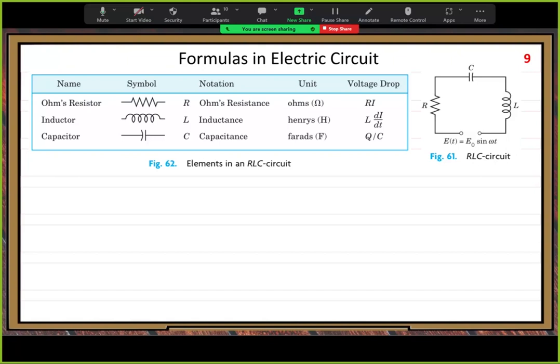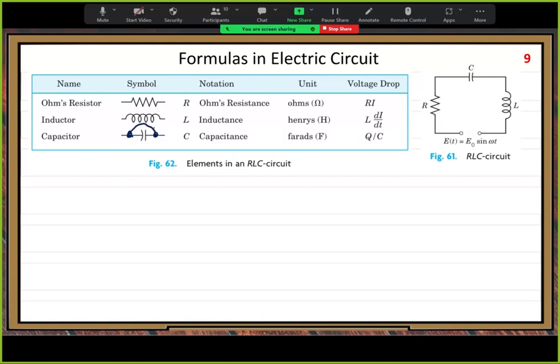The first 2 lines we learned before. The third line, today we need to learn. Capacitor. C. Capacitance. The unit is farads. So what's the formula? The voltage drop formula. When we calculate the voltage drop, look at the voltage on 2 points around this component.